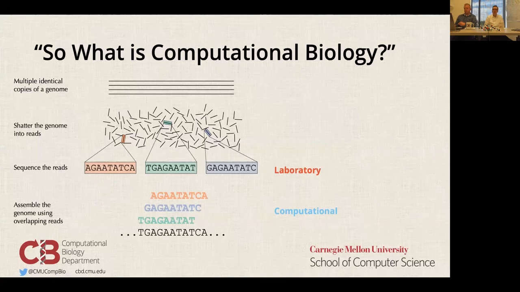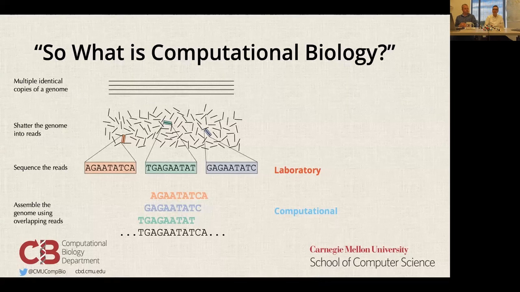One of the most classic problems that's very widespread in computational biology is something like genome assembly. So we have a biological sample that has many copies of a genome. You have lots of cells, and they all presumably have the same DNA or extremely similar DNA. You can apply some technique to shatter that DNA into pieces. And then there are many lab techniques for sequencing the reads, or figuring out what the short pieces of DNA are. And then we're left with, because we had many copies of the original genome, trying to assemble that genome using the overlapping reads that we have.